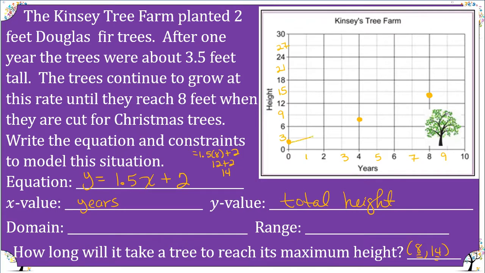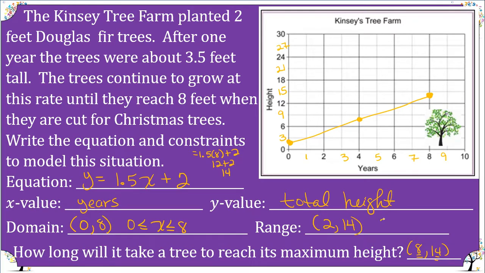And so let's just connect these dots as nicely as we can. We're going to stop because there is a starting and a stopping point. So my domain is in years. So in 0 years, they will grow until they're 8 years, and then they get cut for our holiday trees. And then the range is how tall, what's the least height they are, and that is the 2 feet that they start when they're planted. And then at 8 years, they are 14 feet.